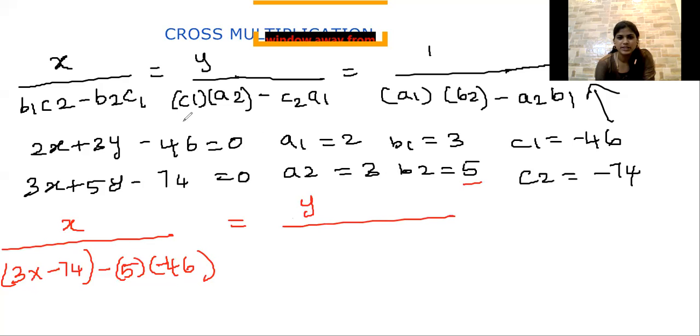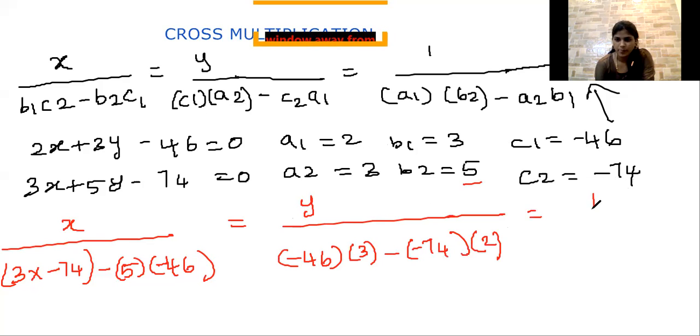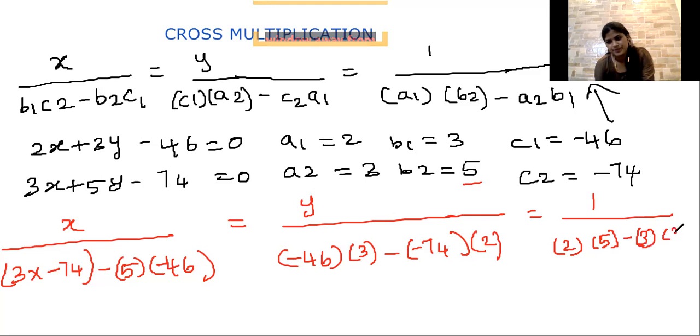So y divided by c1 into a2. The value of c1 is minus 46 and a2 is 3, so minus 46 into 3, minus c2 into a1. The value of c2 is minus 74 and a1 is 2. Then 1 divided by a1 into b2. So a1 is 2 and b2 is 5, so that's going to be 2 into 5 minus a2 into b1. a2 is 3 and b1 is also 3, so it's going to be 3 into 3.